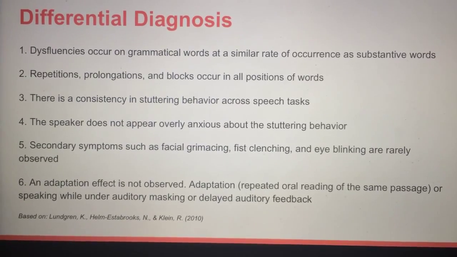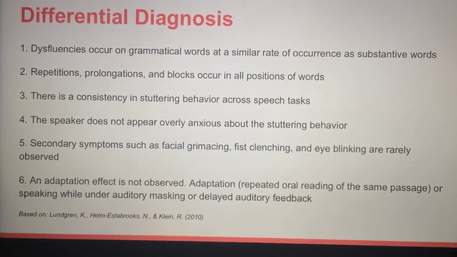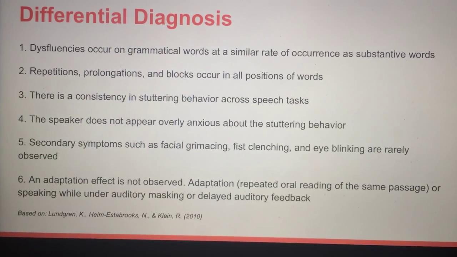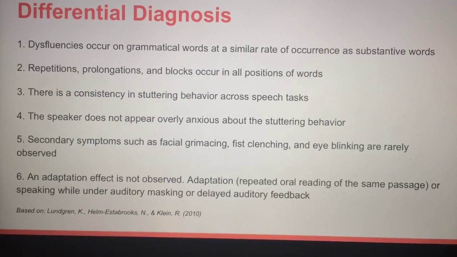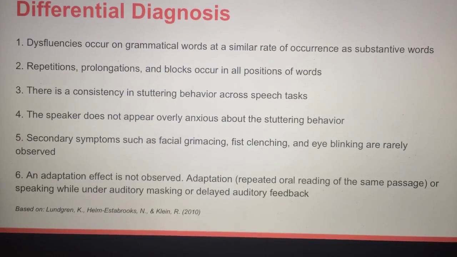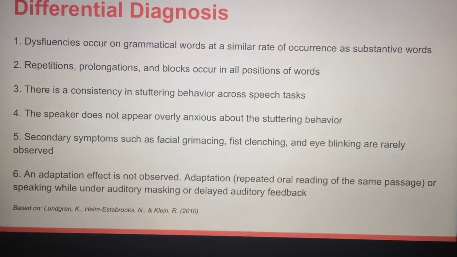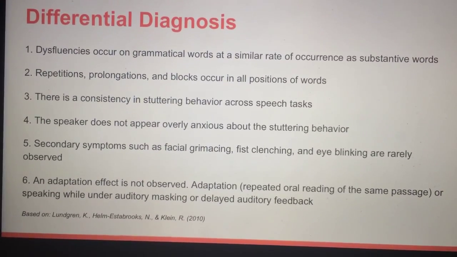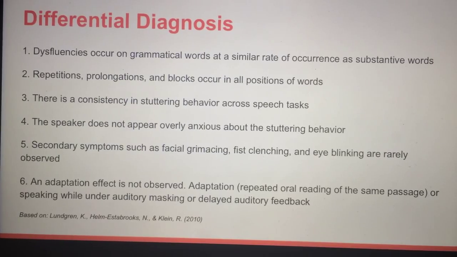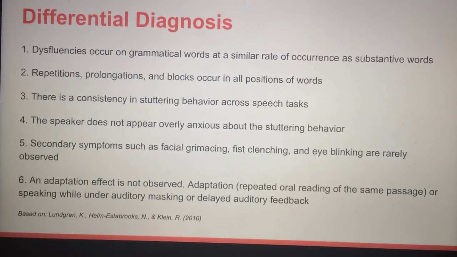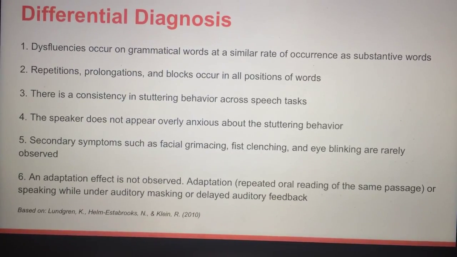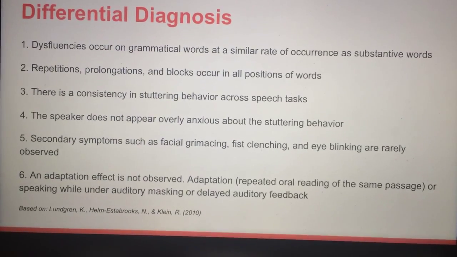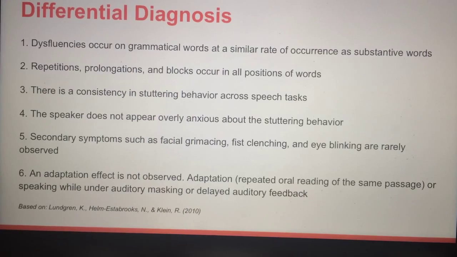So some of the rule of thumb, these 6 characteristics include disfluencies occur on grammatical words at a similar rate of occurrence on substantial words. Repetitions, prolongations, and blocks occur in all positions of words. There is a consistency in stuttering behavior across all speech tasks. The stutterer does not appear overly anxious about the stuttering behavior. They may be annoyed, but as far as the feeling of anxiety, they don't have that.